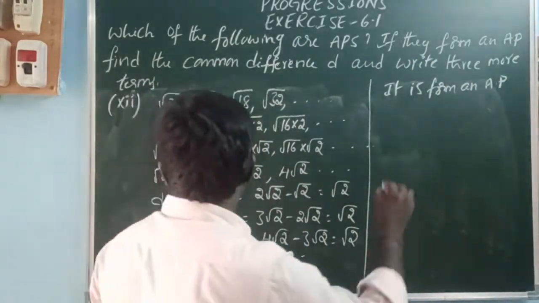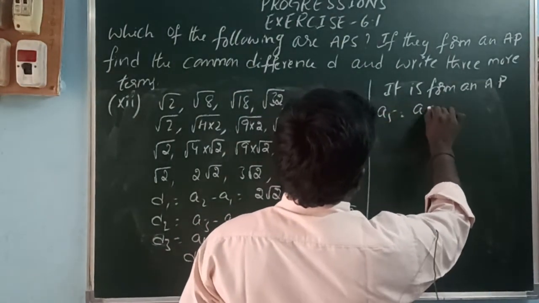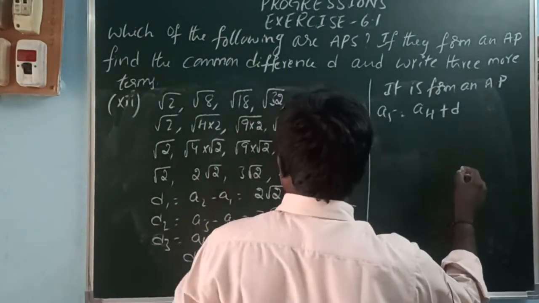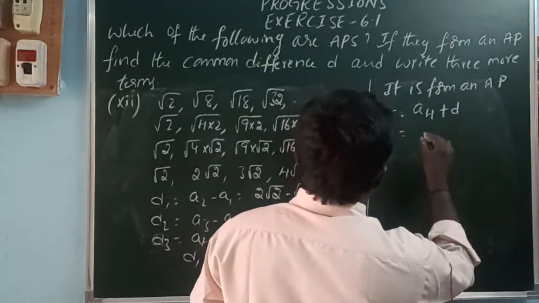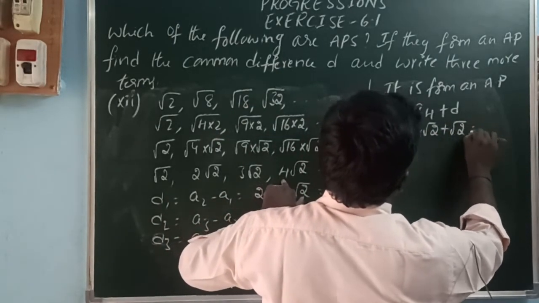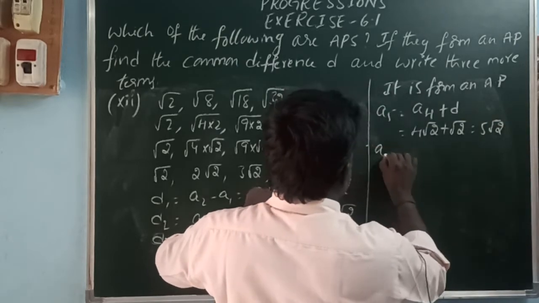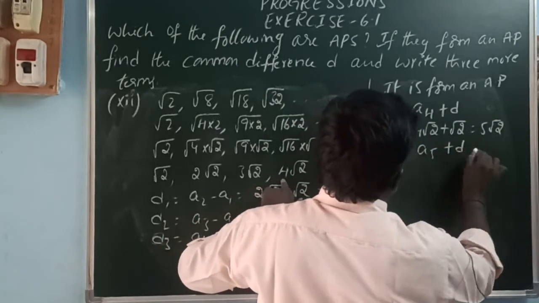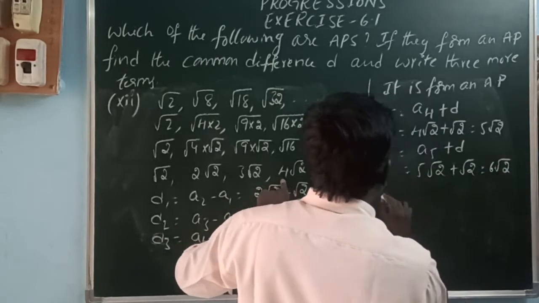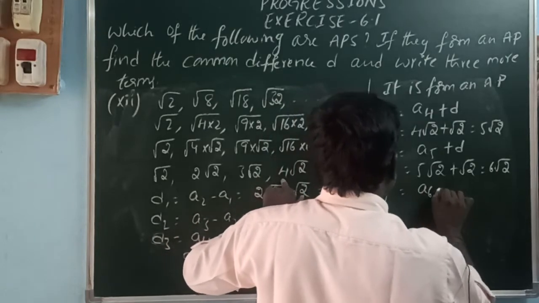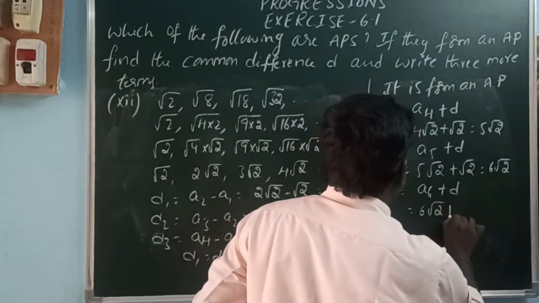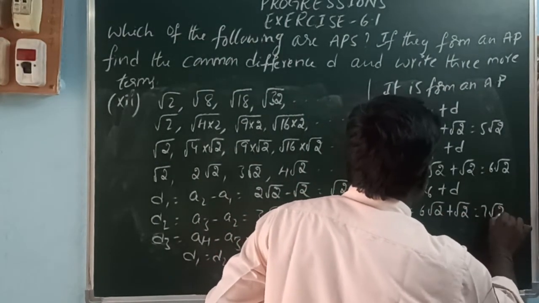So what is it asking? Write 3 more terms. So that is here a5 is equal to a4 plus d. The common difference is added to the fourth term. So what is the fourth term here? Root 32. So here root 32 is nothing but 4 root 2. So 4 root 2 plus root 2 is equal to how much? 5 root 2. Next a6, that is a5 plus d, is equal to 5 root 2 plus root 2, that is 6 root 2. Next the 7th term. The common difference is added to the 6th term, we can get the 7th term. So the 6th term is 6 root 2 plus root 2. That is equal to how much? 7 root 2.